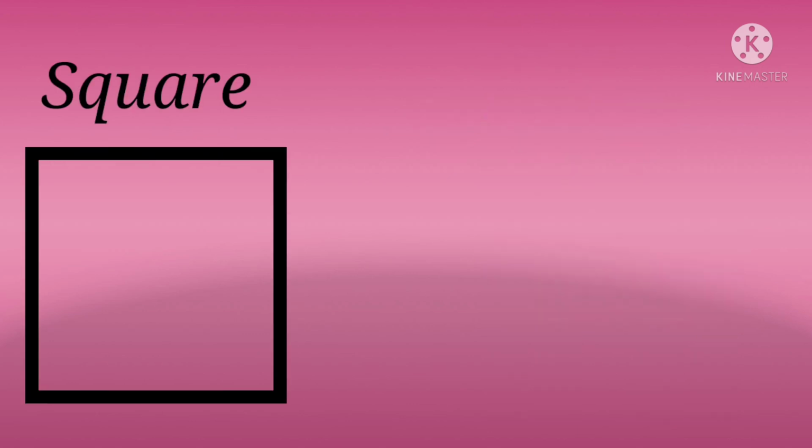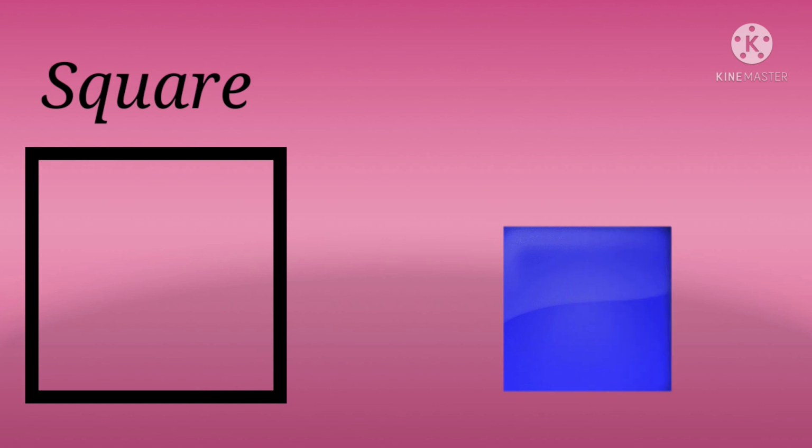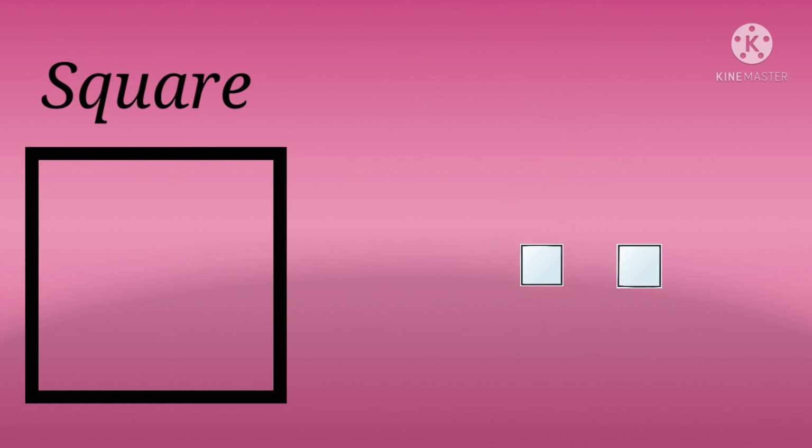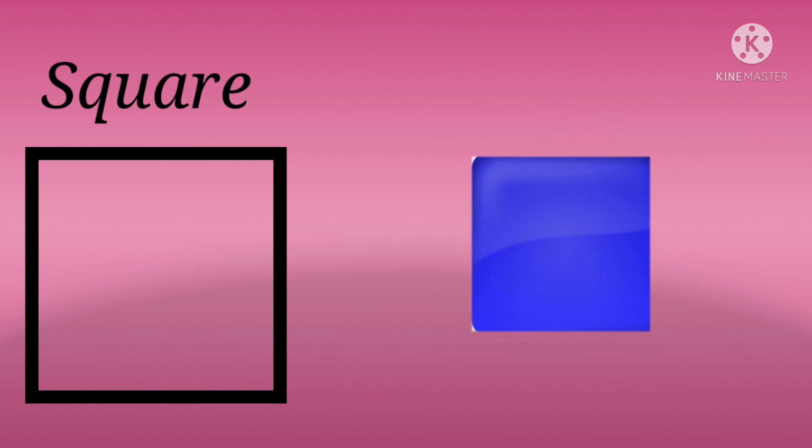Square. Let's see what we can make with square shape. Square, then triangle, then two windows, that is square in shape, and one rectangle for door. Our hut is ready. Let's see the other drawing.